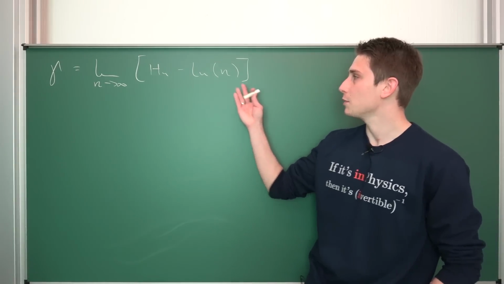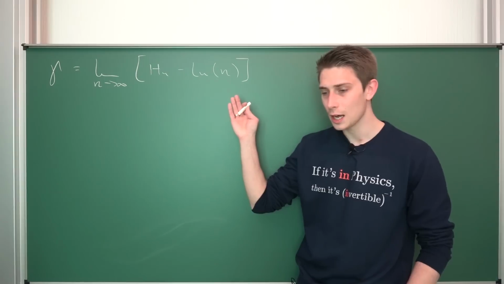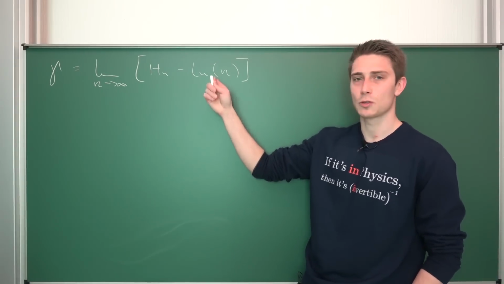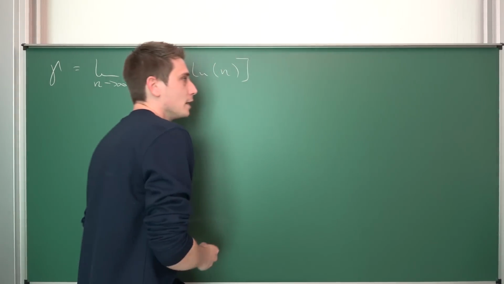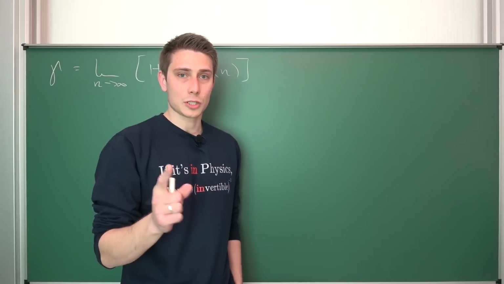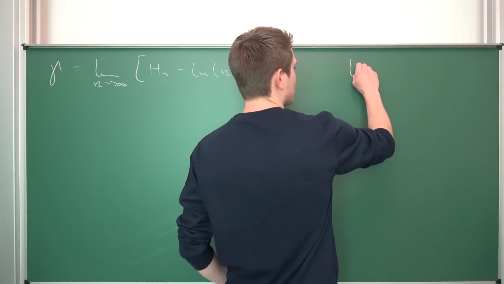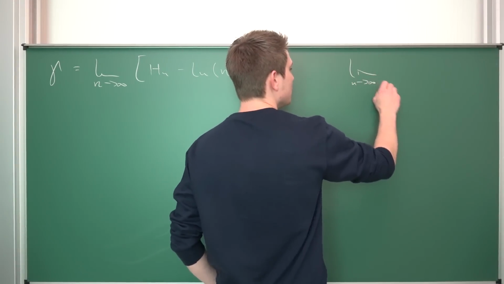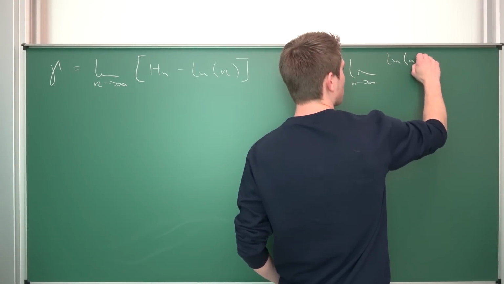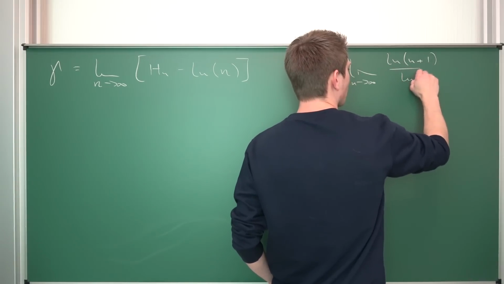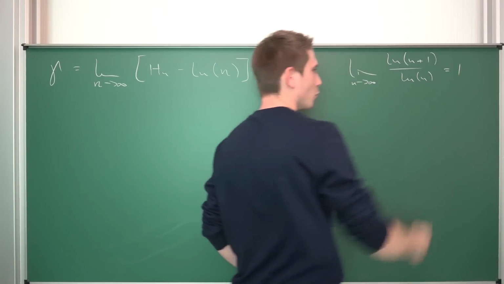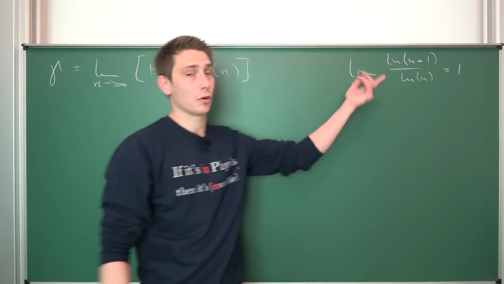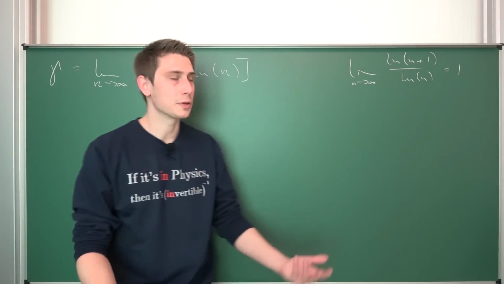So we have the pure definition of the Euler-Mascheroni constant, and I would like to take a look at the asymptotics of the natural log. So I want you guys to notice that the limit as n approaches infinity of the natural log of n plus 1 over the natural log of n is equal to 1. You can also take natural log of n over natural log of n plus 1. It really doesn't quite matter.